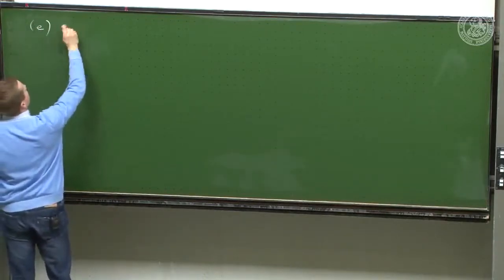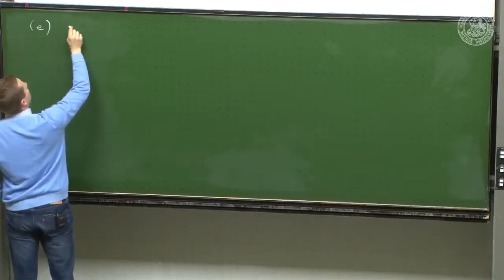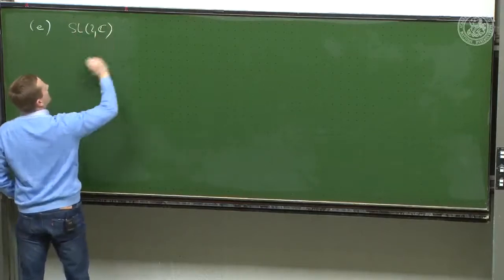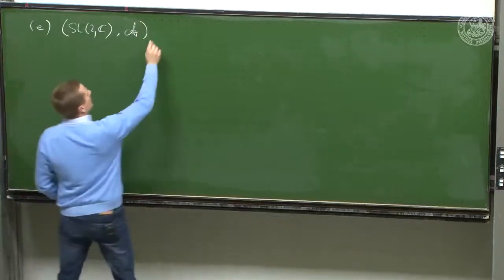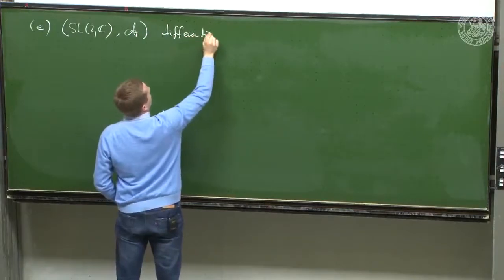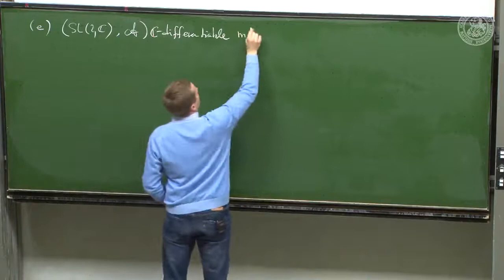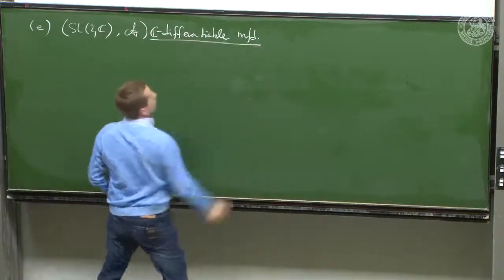So, topological, smooth, differentiable manifold. Now we want to check that SL2C can be given an atlas A such that it is a differentiable manifold, a complex differentiable manifold. Okay, so how do we do this?